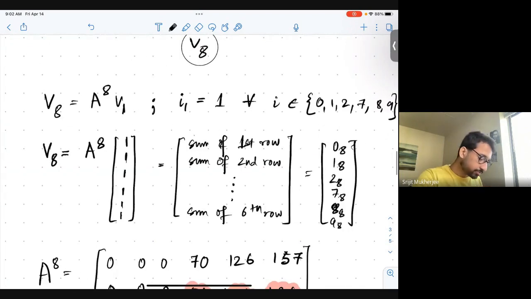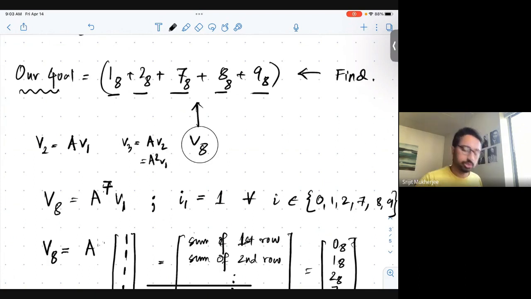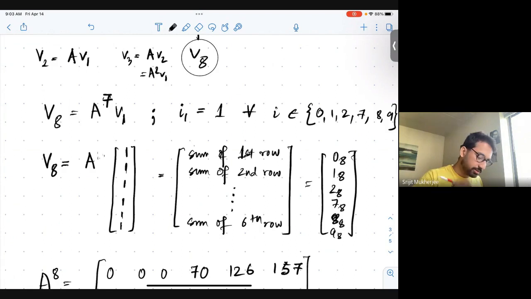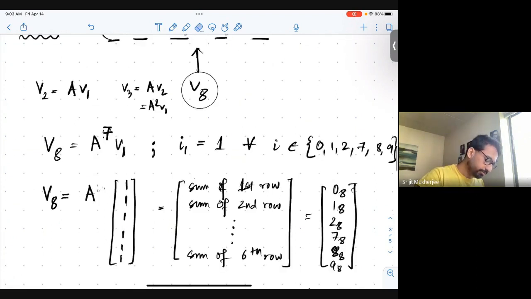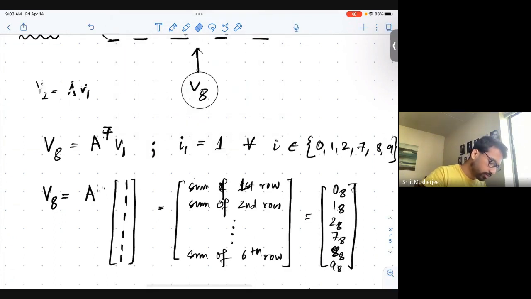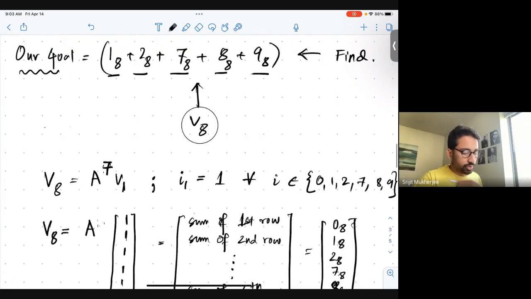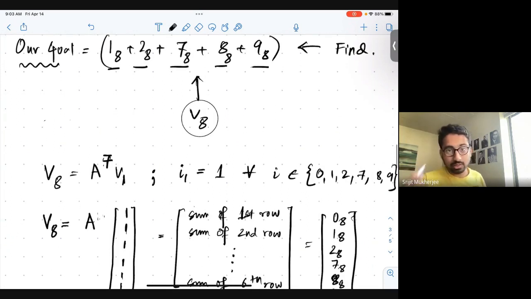Now observe that V2 is nothing but A into V1. So therefore V3 is equal to A into V2, which is nothing but A square times V1, because we replace V2 by A times V1. So therefore V8 will be nothing but A to the power 7 times V1, right? And once we find V8, we can add up 1_8, 2_8, 7_8, 8_8, and 9_8 to find the required result.